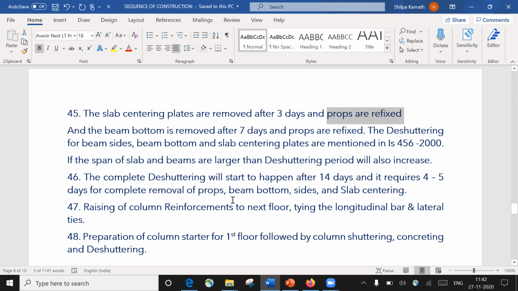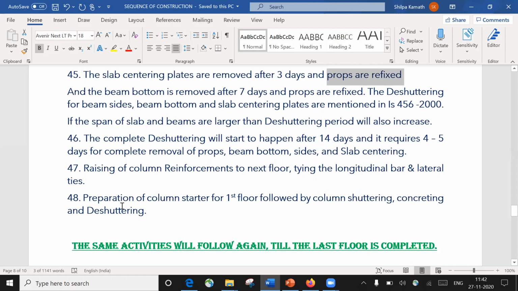Once your slab is done, let us say you're done with your first floor slab, and you construct a G+4 building, again the second floor, third floor, and fourth floor have to be constructed. In case of a residential building, again the same procedure will happen. Again you have to raise the column reinforcement to the next floor, that is up to the second floor. Again you have to tie the longitudinal bars and the lateral ties. Again you have to do the preparation of the column starter for the first floor, followed by the column shuttering, concreting, and de-shuttering. So again, whatever I explained to you, the same thing will follow.